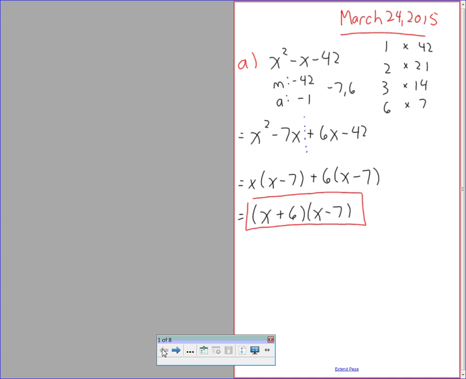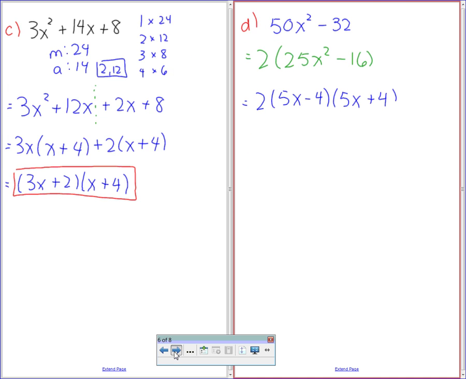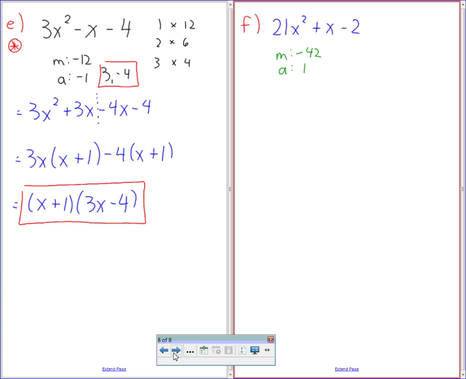It's not going to be the same answer, okay, because first of all, the difference is this is a plus instead of a minus, and secondly, because of the 21x squared, it's going to give a difference. I'm going to write out all the multiples right here for you. It's going to go 1 times 42, 2 and 21, 3 and 14, and 6 and 7.